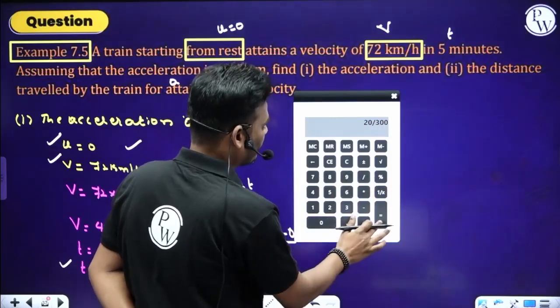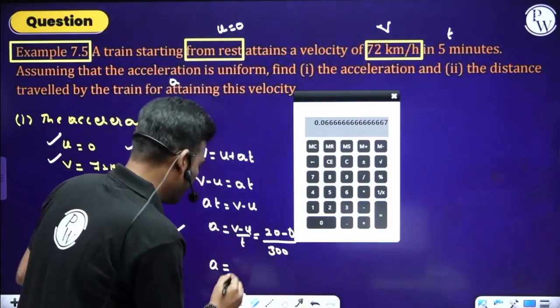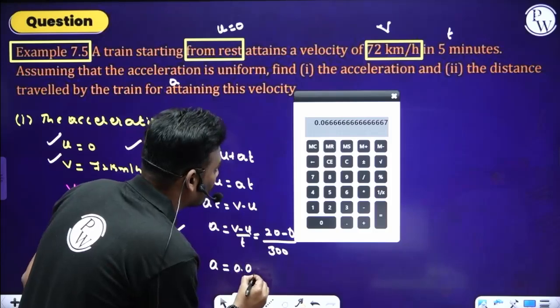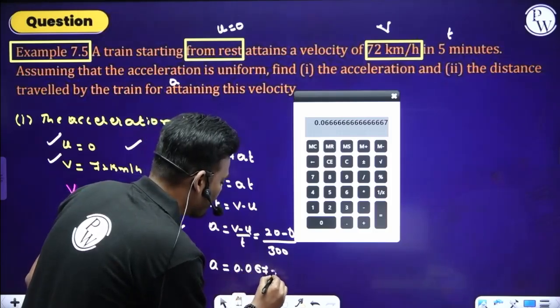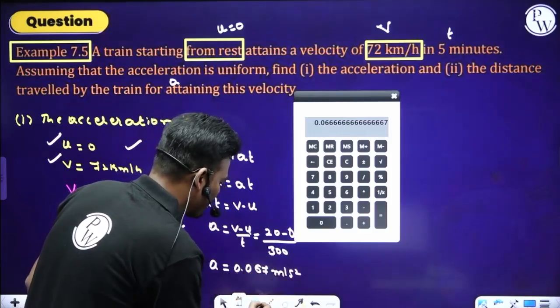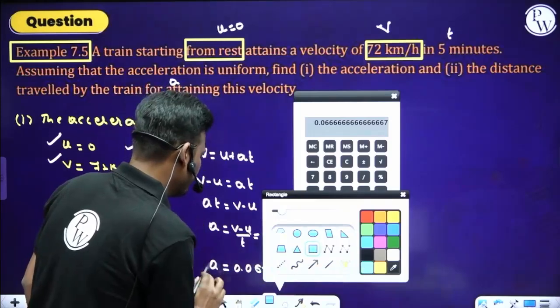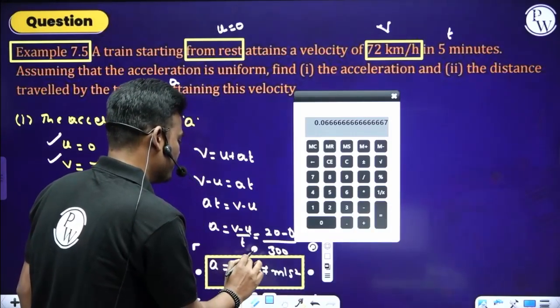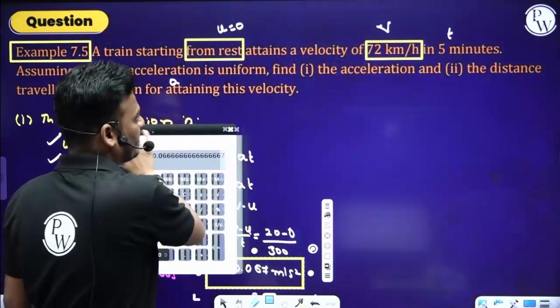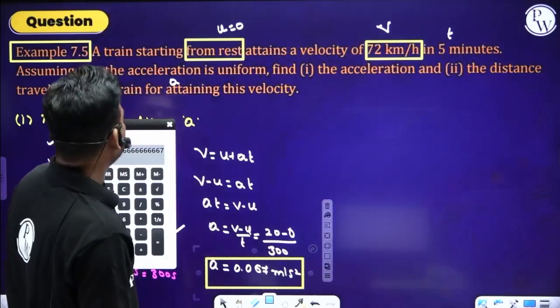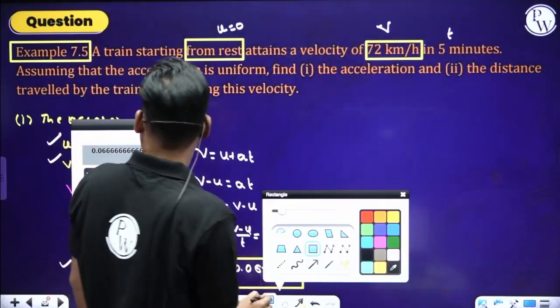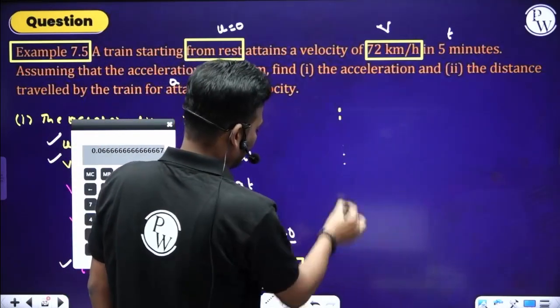Now a equals 20 divided by 300, that is 0.067 meter per second square. Now, next one, the distance traveled by the train.